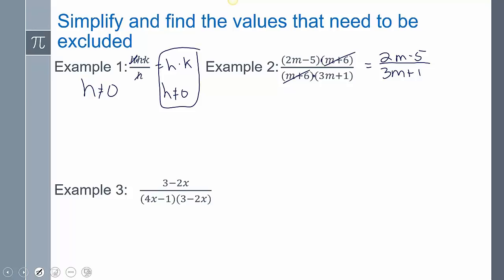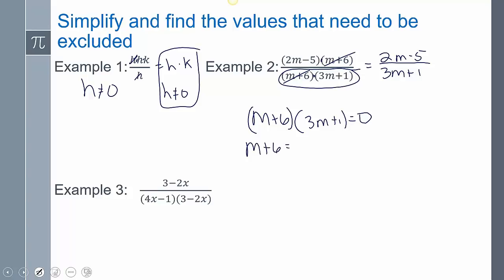Now, what are the values that need to be excluded? Well, we set the denominator of the original equal to 0. So I'm going to say m plus 6 times 3m plus 1 equals 0. This is the zero product principle, so you set each factor equal to 0.